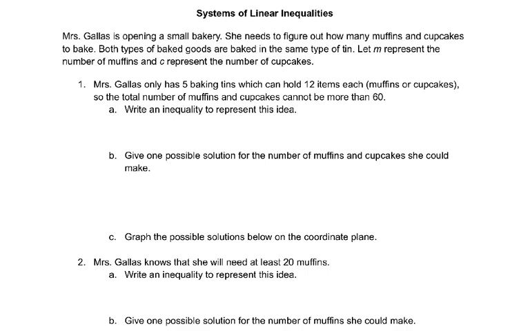Question 1. Mrs. Gallus only has 5 baking tins, which can hold 12 items each, muffins or cupcakes. So the total number of muffins and cupcakes cannot be more than 60. We get that from doing 5 times 12. Write an inequality to represent this idea. So we know that the number of muffins plus the number of cupcakes cannot be more than 60. So M plus C, muffins plus cupcakes, is less than or equal to 60.